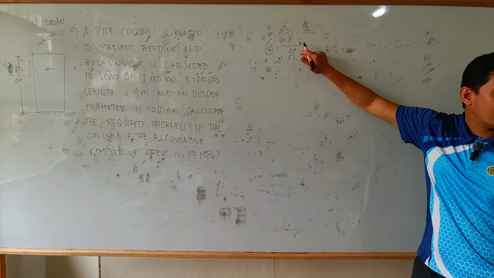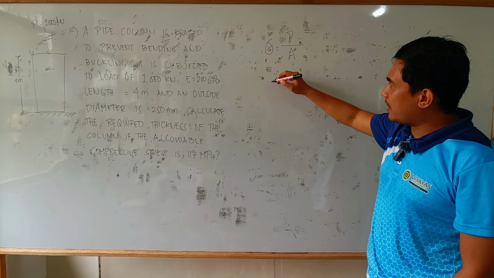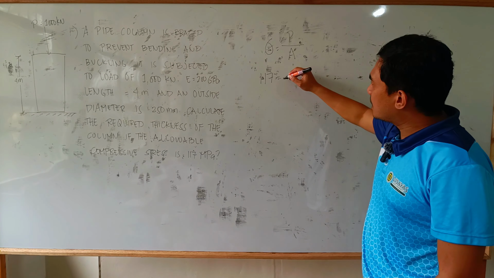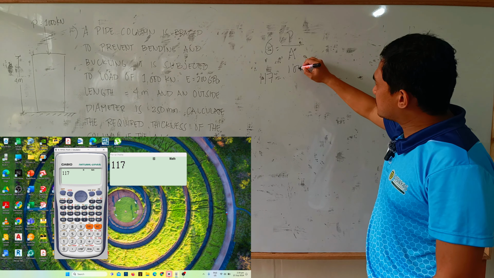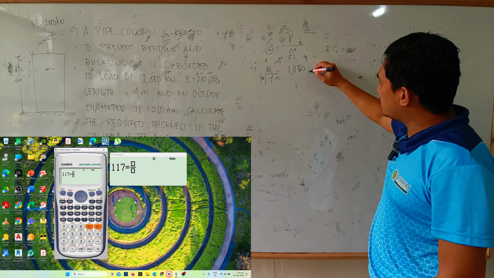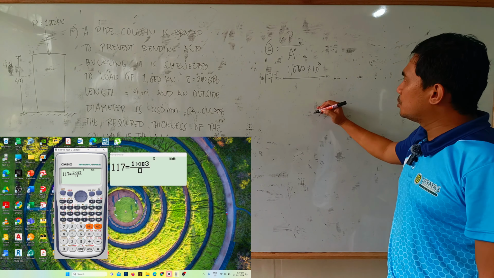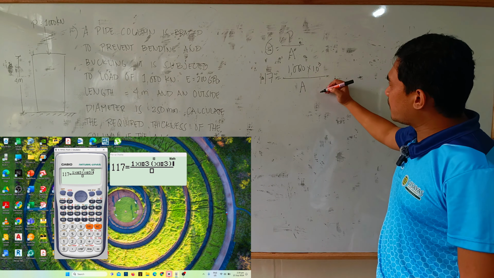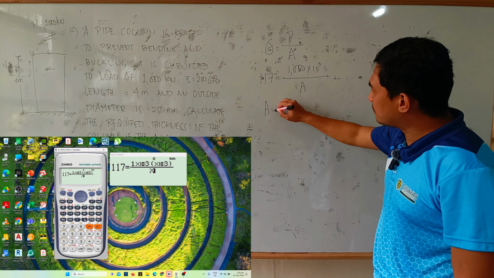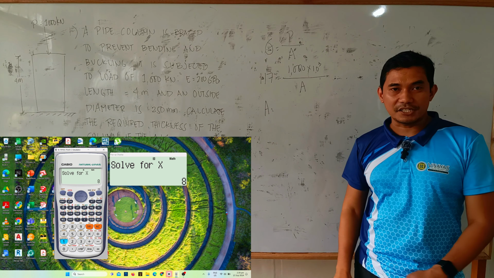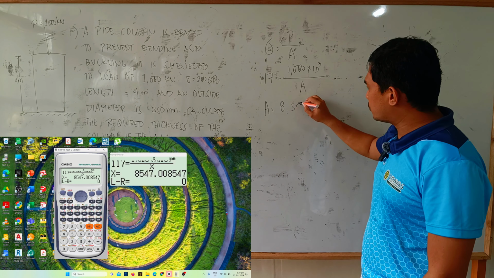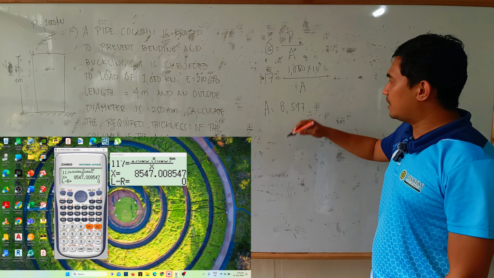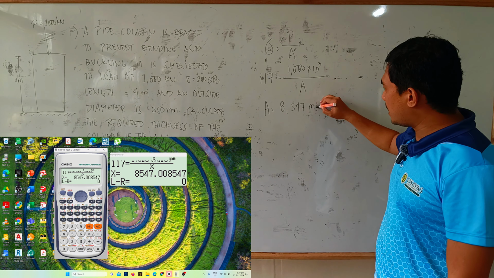Since we don't know the inner diameter, the stress given is 117 megapascals and the load is 1,000 kilonewtons, multiplied by 1,000 to make it into newtons. Let's try to solve the area first. The area is 8,547.008, and this is in mm squared.